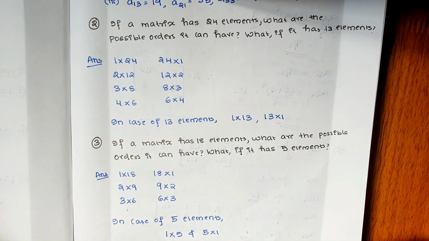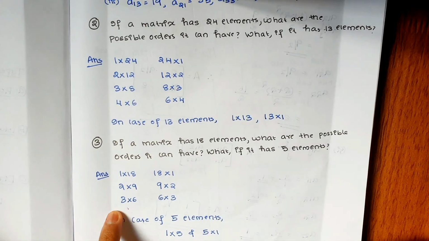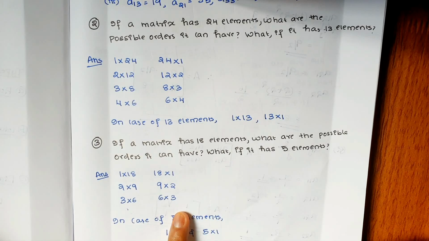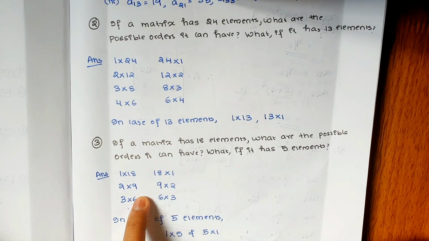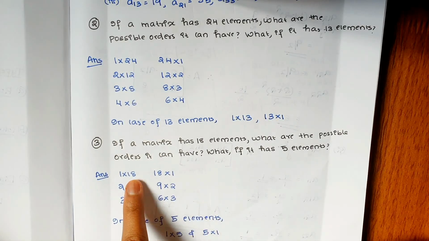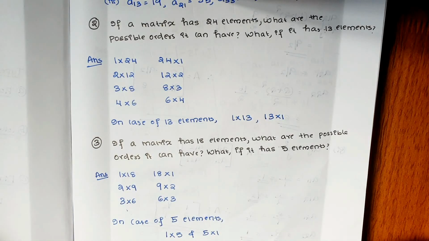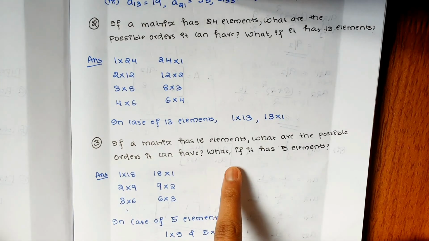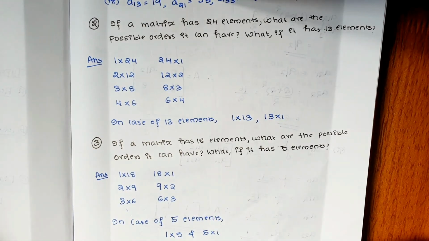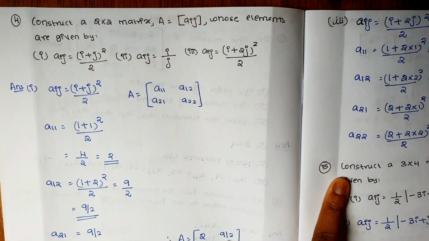4 into what is 18? I can't do with 4. So I am stopping here. So 3 by 6, 6 by 3, 9 by 2, 2 by 9, 18 by 1 and 1 by 18 are the possible orders. Next is what if it has 5 elements? If it has 5 elements, the two possible orders are 1 by 5 and 5 by 1. Let's move on to the fourth question.